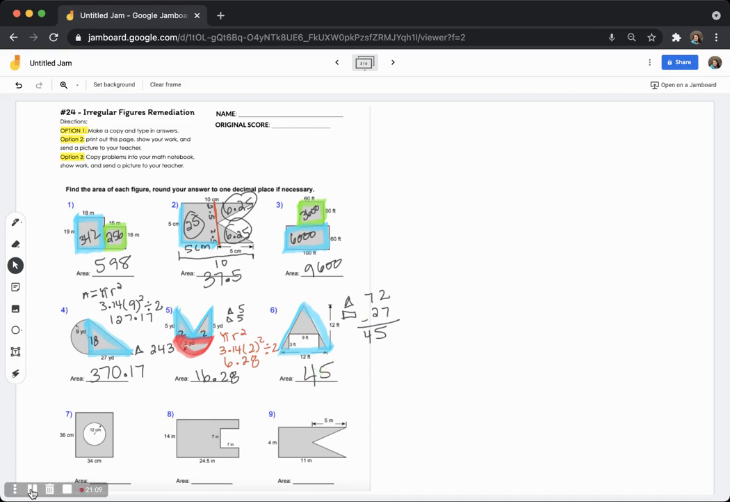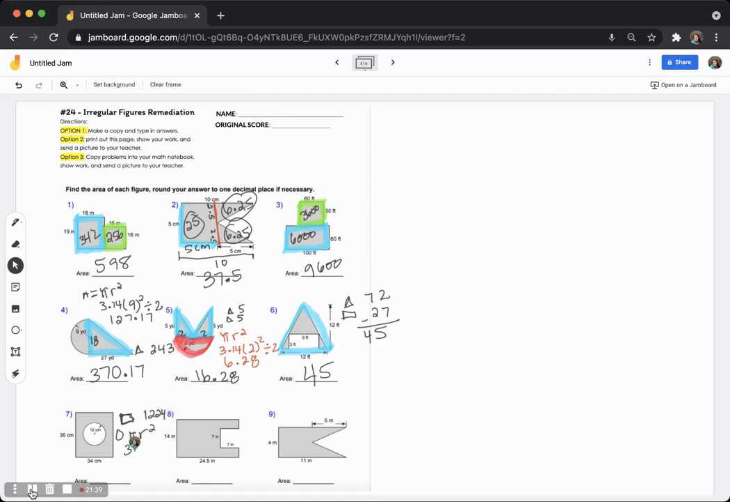Number 7, again, I want the shaded portion. So I have a rectangle and a full circle there. For the rectangle, I will just do 36 times 34, and that gives us an area of 1,224.